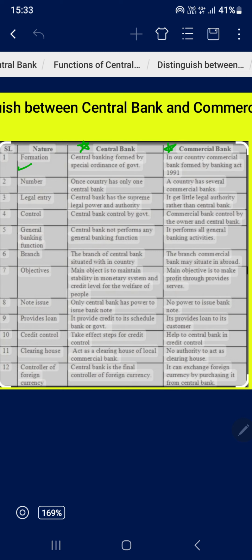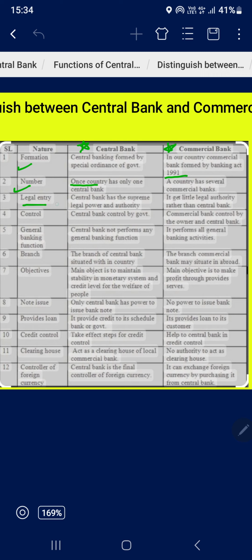First is the formation of central bank. We have studied that the formation of the RBI was done by the RBI Act in 1934 and it was established in 1935. The commercial bank was formed by a Banking Act of 1991. Regarding the number of central banks, there's only one central bank in the country, that is the RBI. When we talk about commercial banks, there are several commercial banks in the country. You have Punjab National Bank, you have State Bank of India. So a number of commercial banks are there.